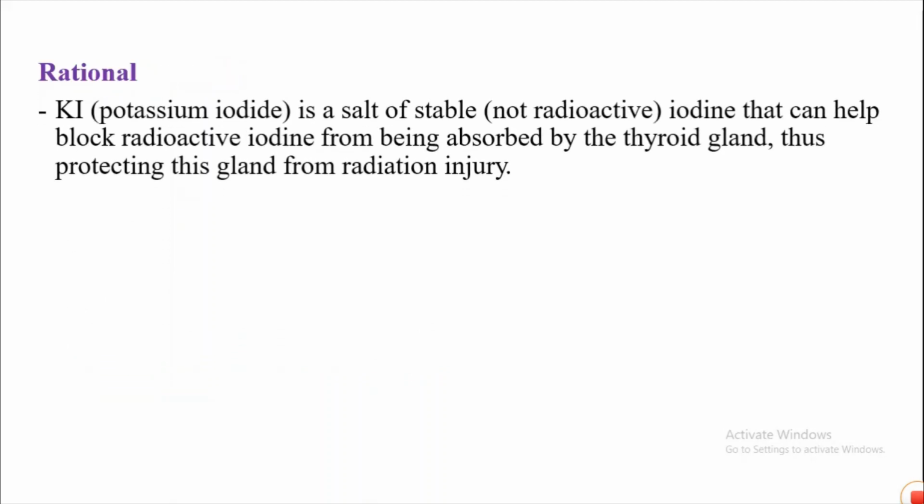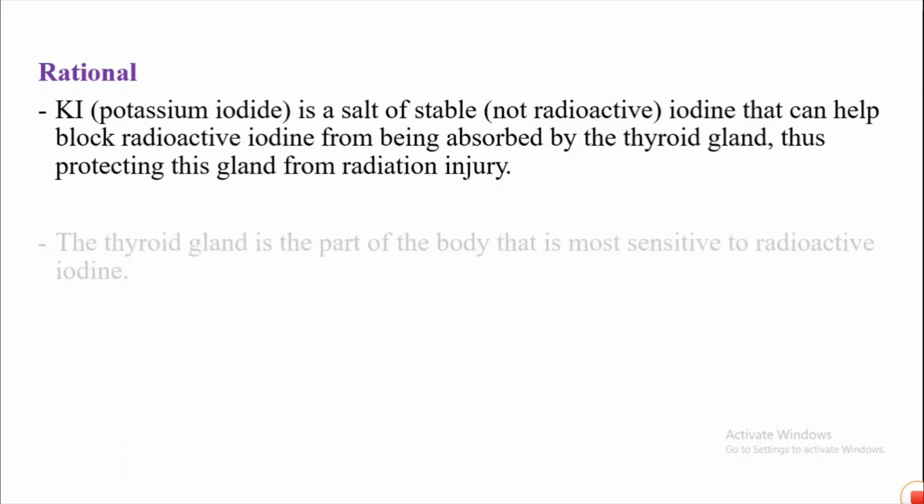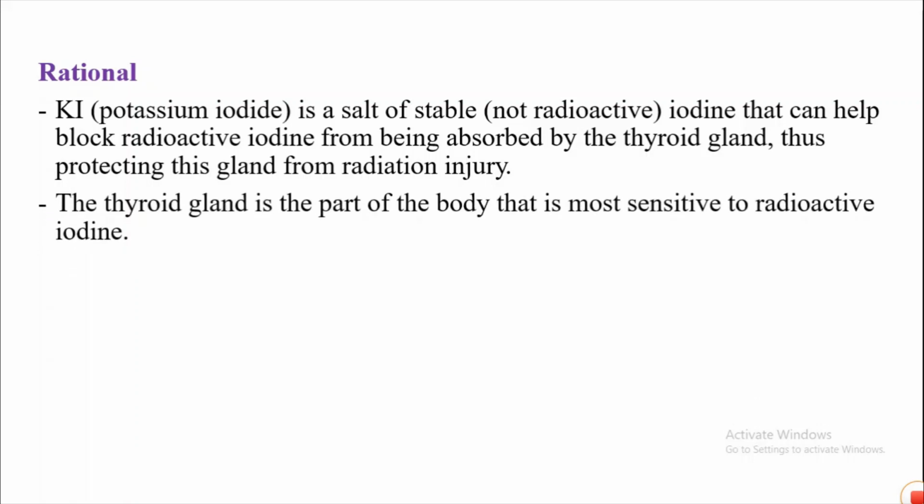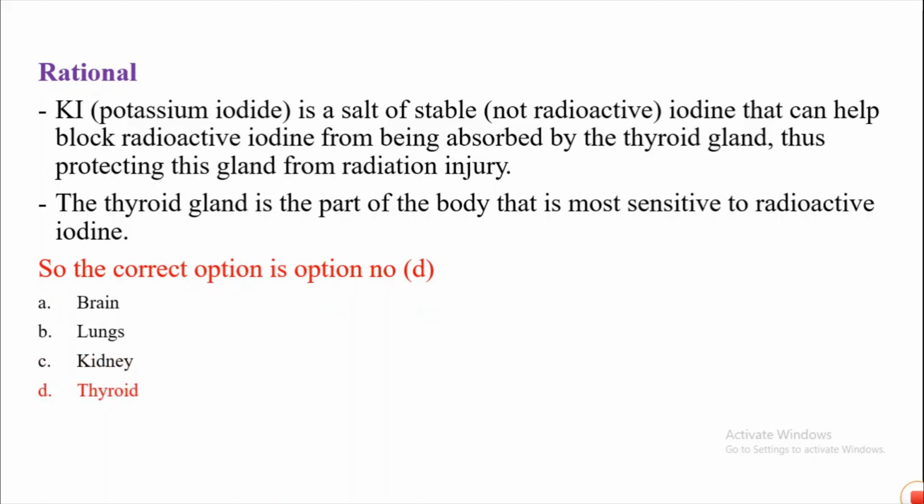KI, or potassium iodide, is a salt of stable, not radioactive, iodine that can help block radioactive iodine from being absorbed by the thyroid gland, thus protecting this gland from radiation injury. The thyroid gland is the part of the body that is most sensitive to radioactive iodine. So the correct option is option number D, thyroid.